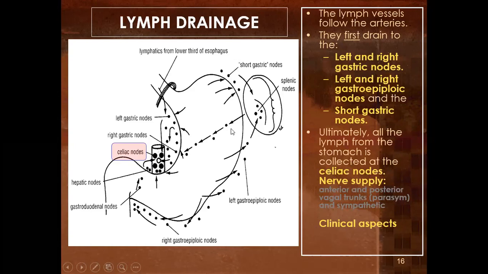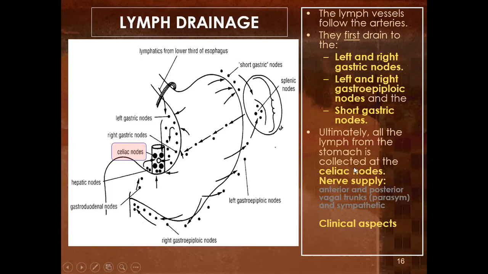Celiac nodes. So finally, all will drain from the short gastric nodes, the left gastric nodes, the right gastric nodes, left gastroepiploic lymph nodes, right gastroepiploic, splenic lymph nodes, all drain finally into the celiac group of lymph nodes. Okay.